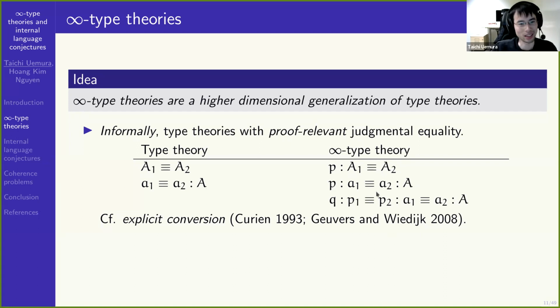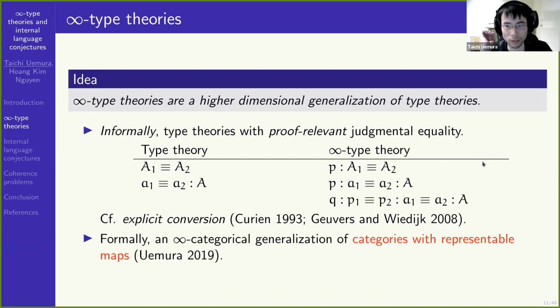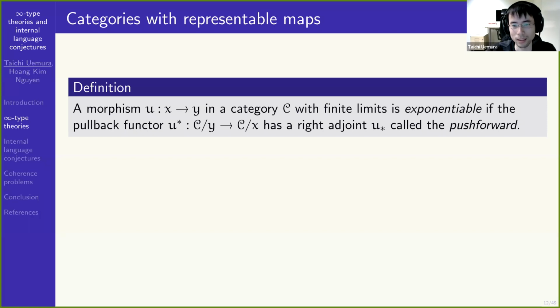If we want to give such a proof-relevant judgmental equality, we essentially have to write down all the coherence laws of infinity one-category algebraically. So we don't know what is a good way to write down all the inference rules for this kind of judgmental equality. So instead, we define an infinity type theory slightly more infinity categorically. Precisely, an infinity categorical generalization of categories with representable maps. So let me explain what it is.